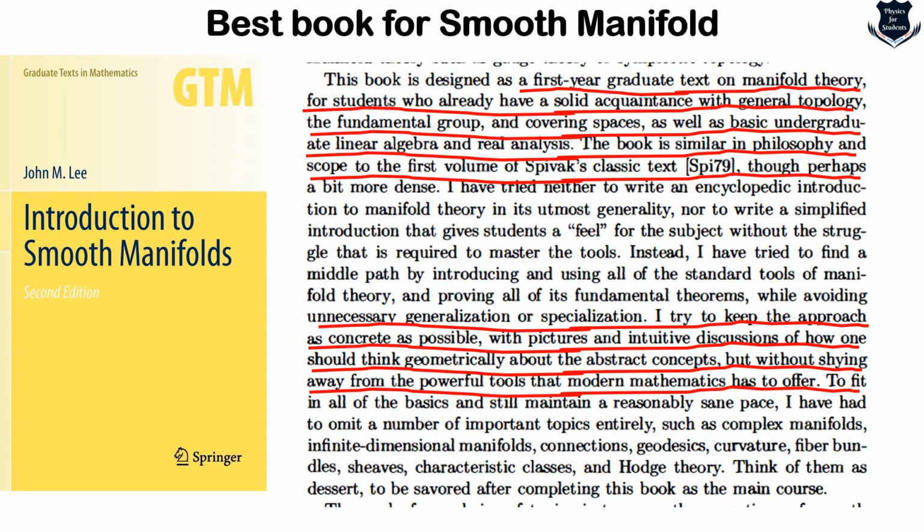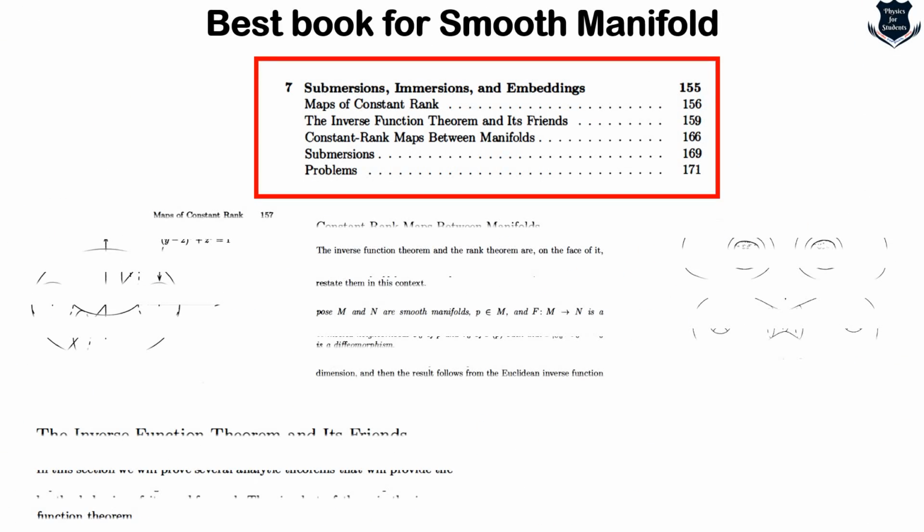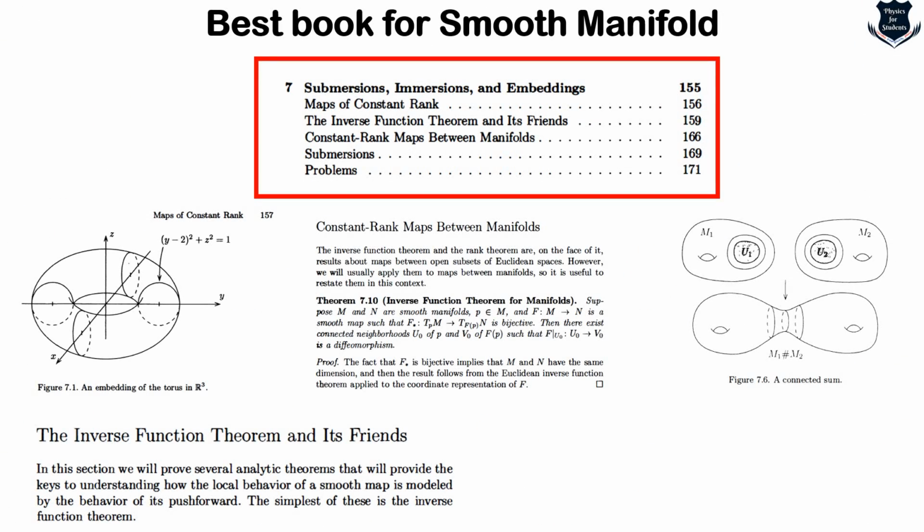Now here you see the author says that I try to keep the approach as concrete as possible with pictures and intuitive discussions of how one should think geometrically about the abstract concepts, but without shying away from the powerful tools that modern mathematics has to offer. That means, in order to visualize these abstract concepts, how do you visualize them geometrically? So Professor Lee talks about that, and also assures the reader that it concerns the powerful mathematical tools which are required. So I'm just giving a glimpse of that book because it's quite a detailed book.